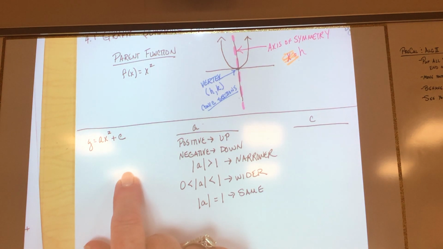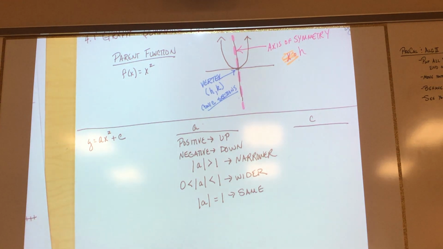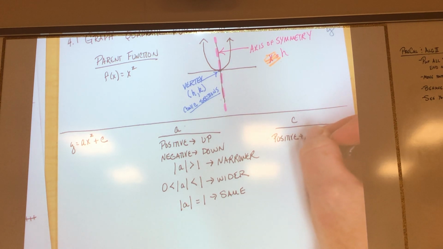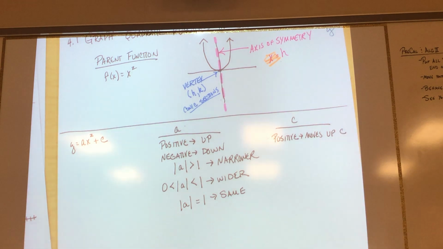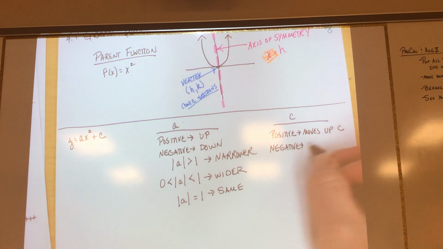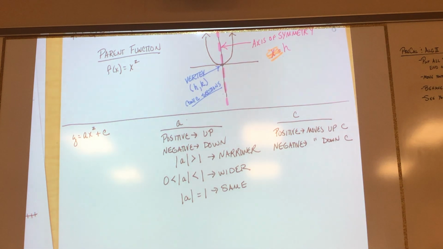Just like you think. That means a positive moves where? Up, and a negative moves down. Okay? So if C is positive, he moves up C units. Okay? If C is negative, what does he do? Goes down. Yeah, he moves down C units.